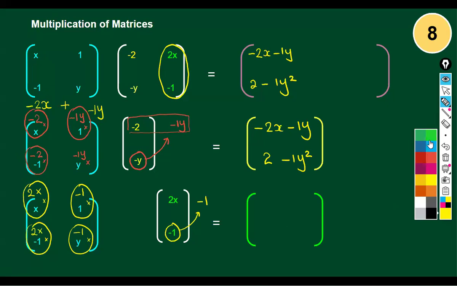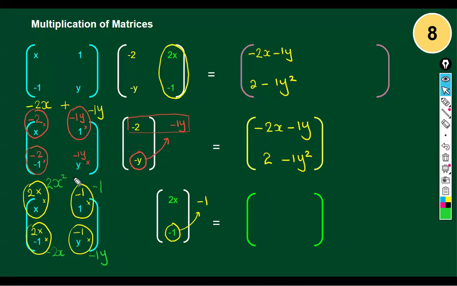Use a different color, use green. 2x multiplied by another x is not 3x, it's 2x squared. 2x by another x is x squared. Minus 1 multiplied by 1 is minus 1. 2x multiplied by minus 1 is minus 2x. Sorry for the squish there. Minus 1 by y is minus 1y. You don't have to put the 1 because the 1 is understood if you wish, right?